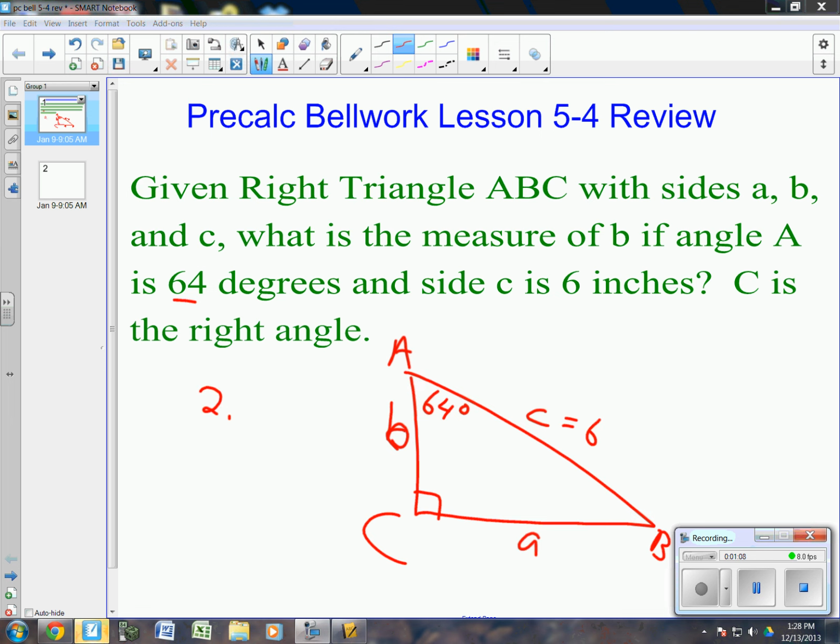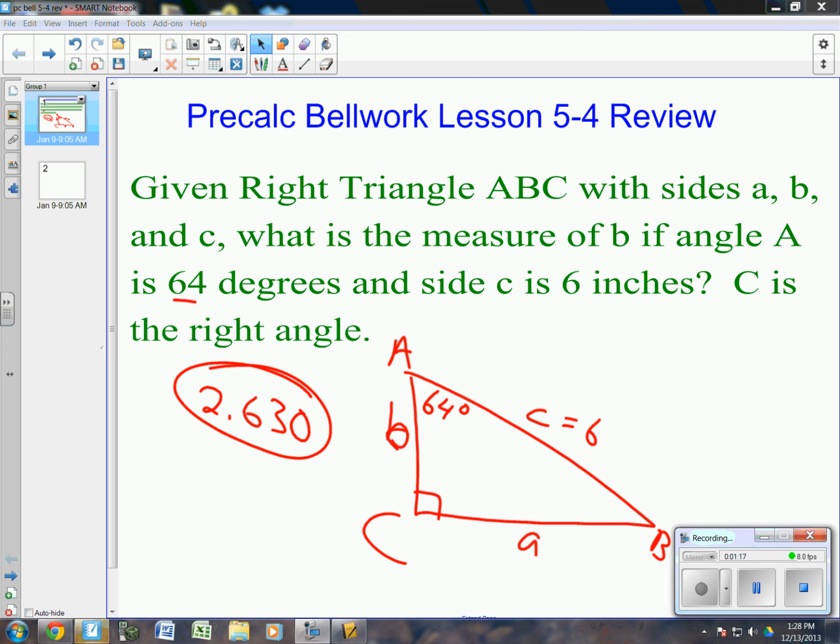2 point what? 6. What's the decimal places? 3, 0. All right. Okay.